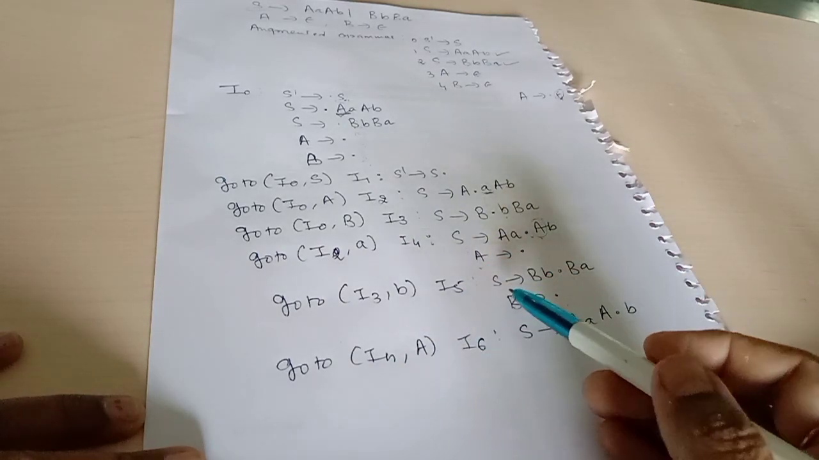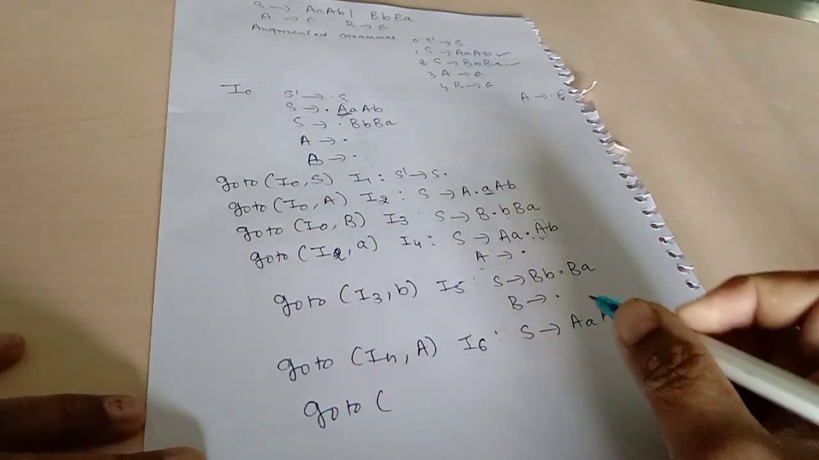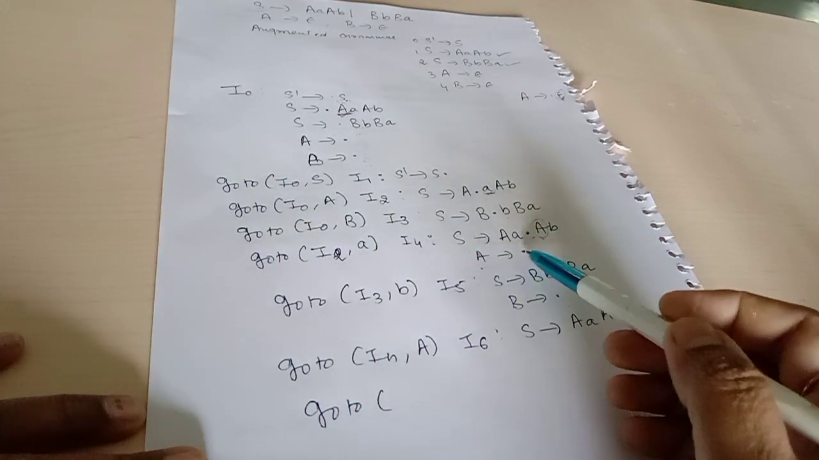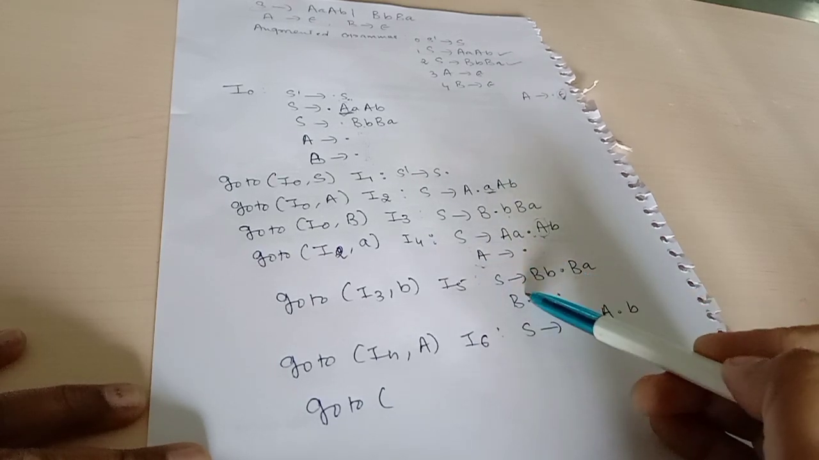This is done. Now go to, there is no need to include go to I4 null because this is done. Okay, so we will not include that production. Now we'll move for I5.